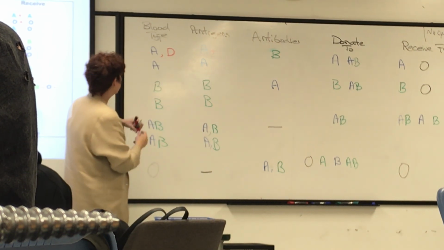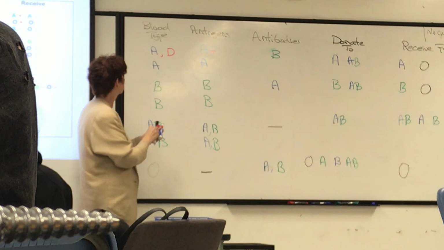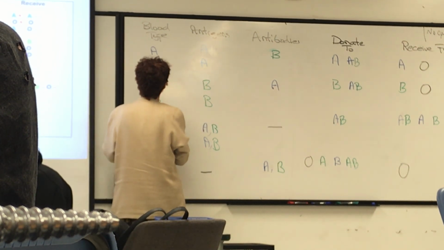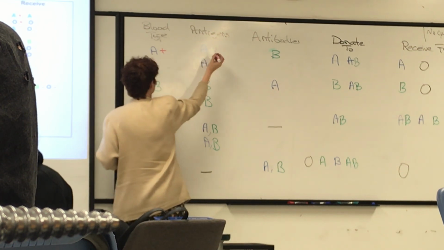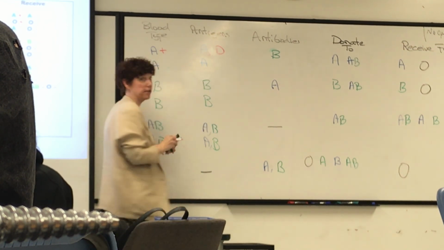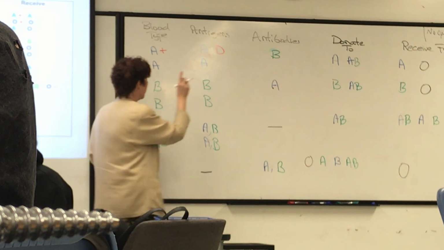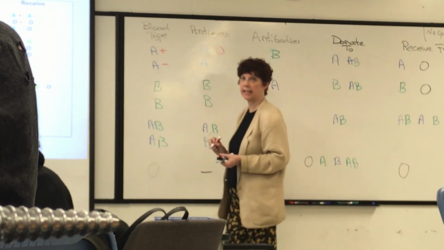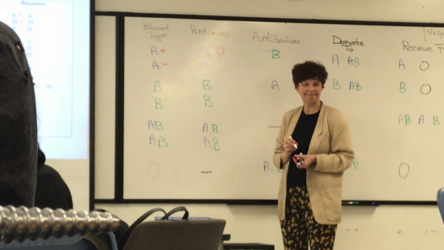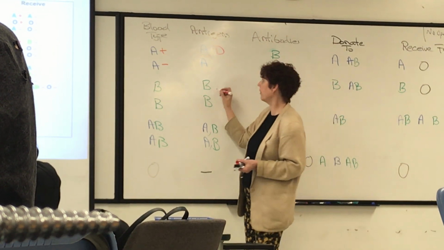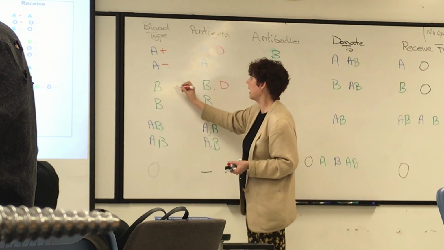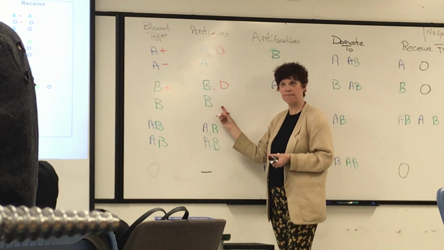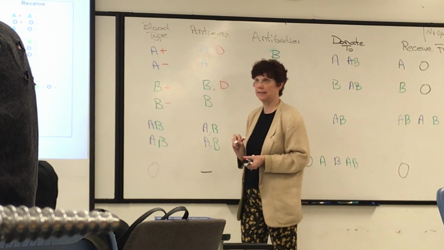All right, so if you don't have the D antigen, I did it backwards here. Your blood type is A positive, you have the D antigen. If you don't have the D antigen, your blood type is A negative, okay? If you have the D antigen, your blood type is B positive. And if you don't have the D antigen, your blood type is B negative.